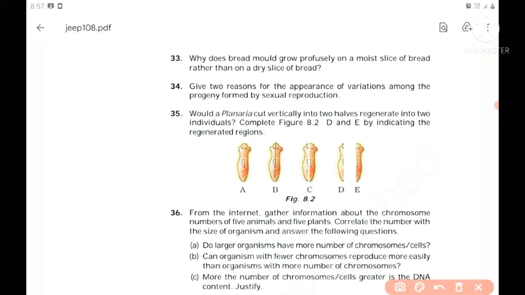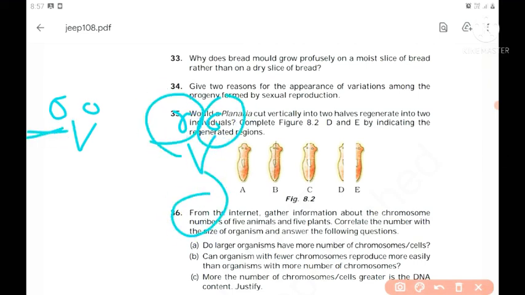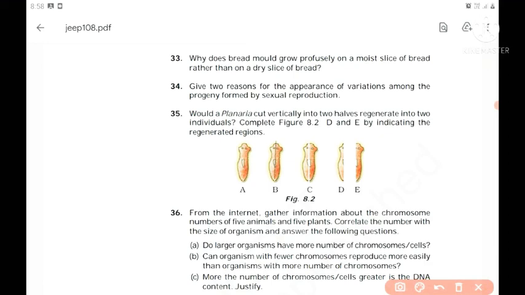Next, gametes are contributed by two individuals of the same species. See, because of these two and these two, these two are going to give the characters. Not only one of them is going to contribute, both are going to contribute. That's the reason they have a lot of variations, right? I'll repeat the statements. First is gene combinations are different in gametes. Next, two parents have different sets of characters. Third is gametes are contributed by two individuals of the same species. We are clear? 33 done, 34 done.